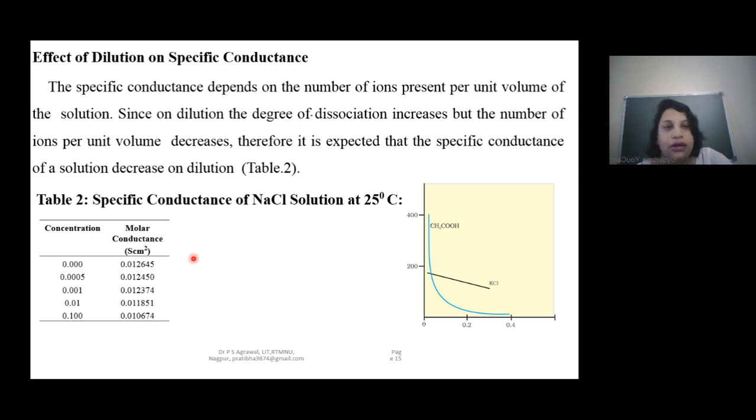But specific conductance is the conductance of 1 cc of a solution. On dilution, the concentration decreases, and that's why conductance decreases. It means specific conductance decreases, while molar and equivalent conductance increase.